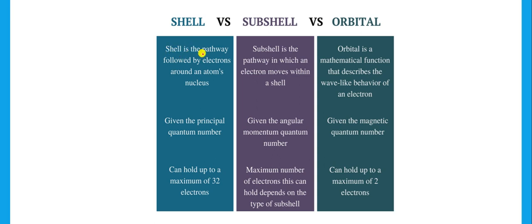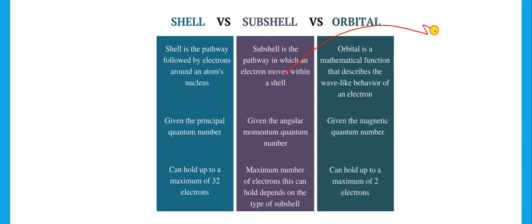What is a shell? A shell is the pathway followed by the electrons around the atom's nucleus. And what is a subshell? A subshell is the pathway in which an electron moves within the shell. In the first shell, an electron moves in one path, and in the second shell electrons move in different paths, like in the s orbital or p orbital, which are two different paths.